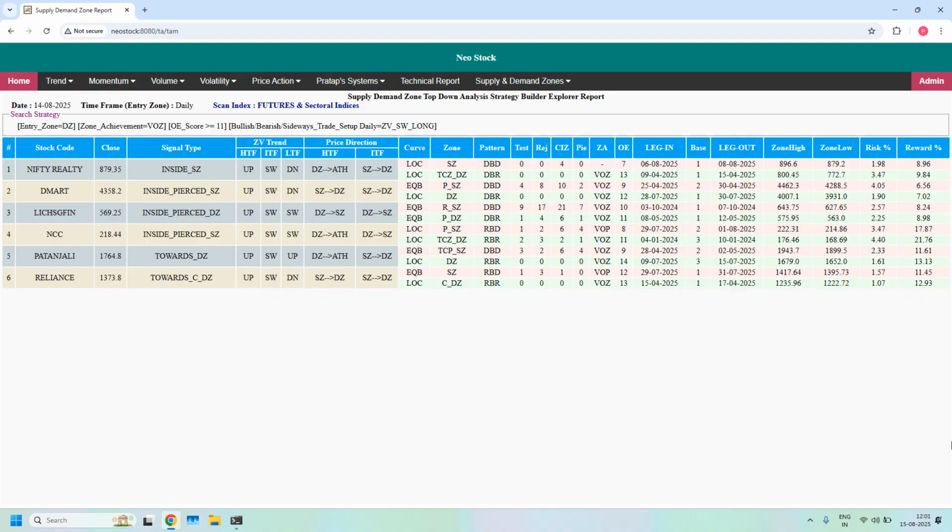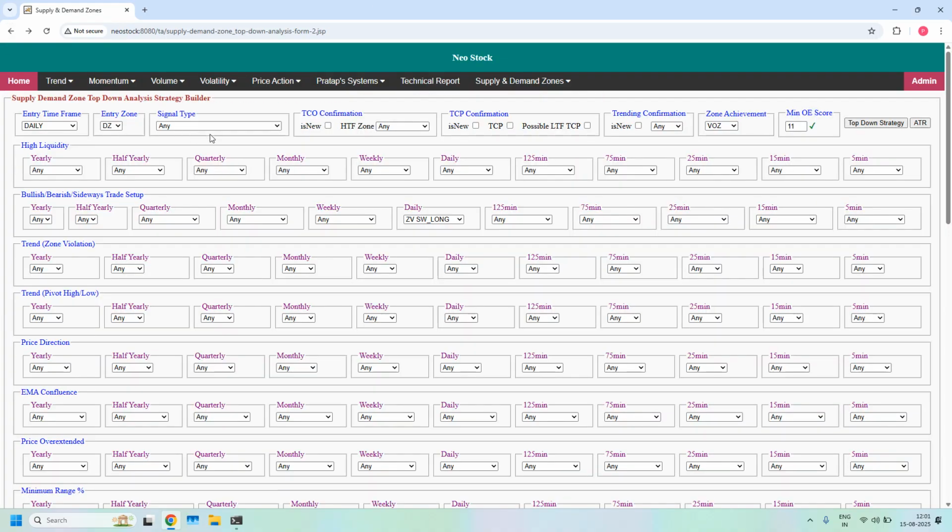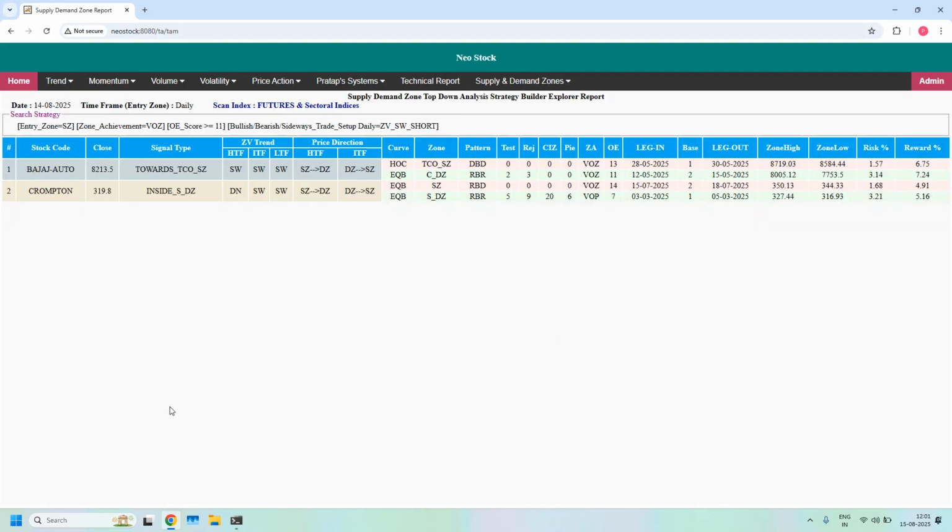Okay, next sideways short trade setup for monthly income trade. The changes are daily supply zone. Here sideways short. Now both these filters are applied, zone achievement and minimum odd enhancer score, on daily supply zone. So we got 2 stocks. Sideways short trade setup for monthly income trade and entry zones are daily supply zones.